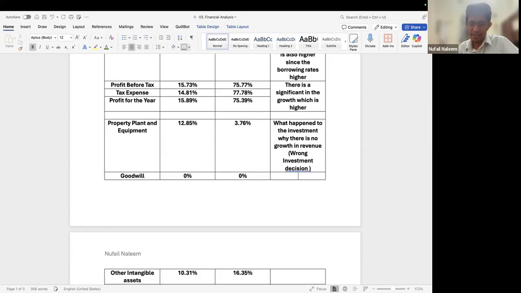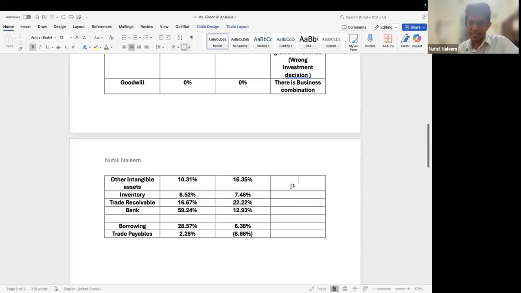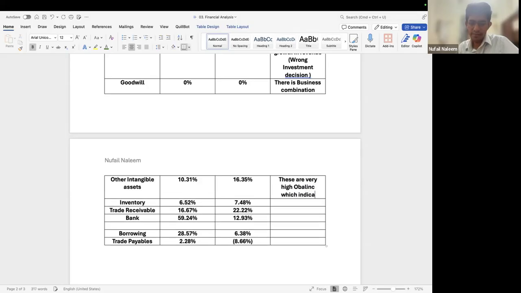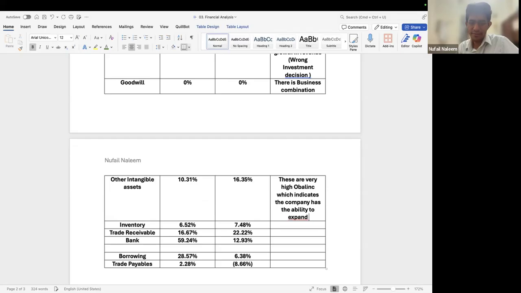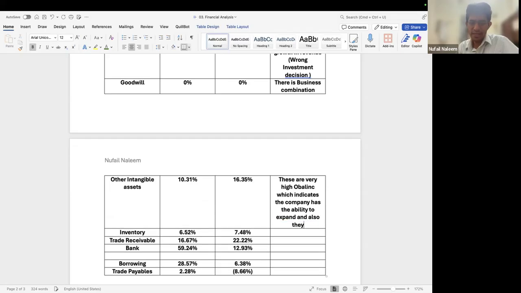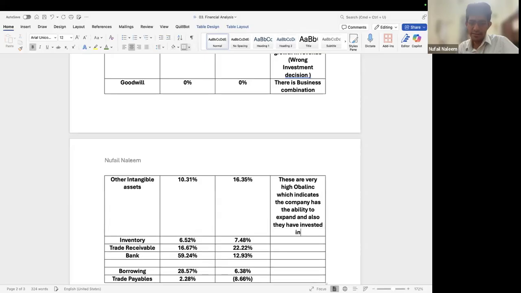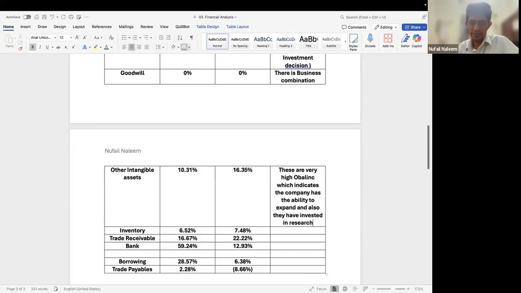The goodwill is zero, students. There are no business combinations. You have not acquired any businesses during this period. Other intangible assets, that is the research and development cost. These are very high for Obalink, which indicates the company has the ability to expand. And also, they have invested in research, because this is a very, very important perspective.